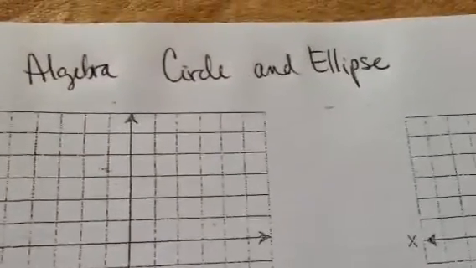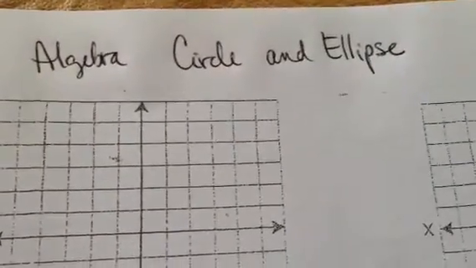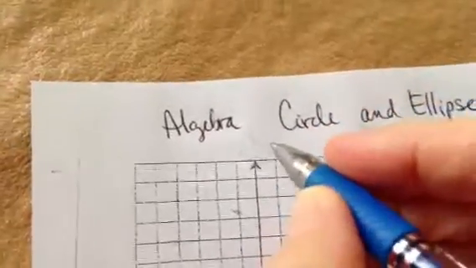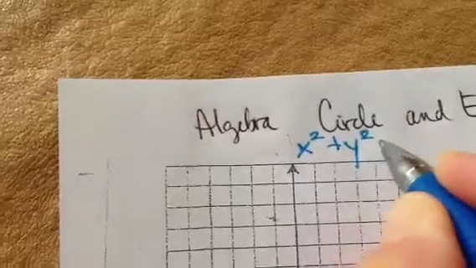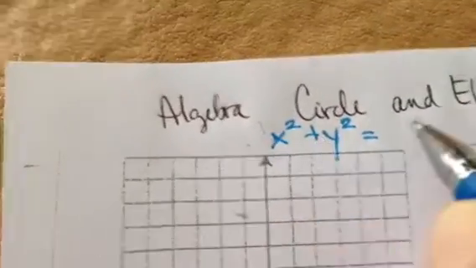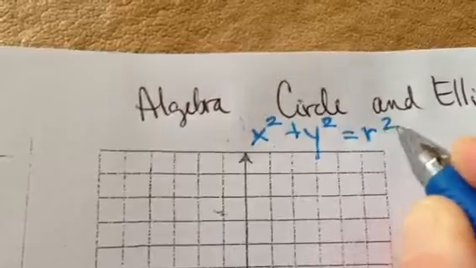Alright, this is a quick little lesson on the circle and ellipse, which hopefully will help you do those worksheets that I sent home. This should be really quick and simple, but the first thing I want you to know is the standard equation for a circle looks like this. Both the x and the y are squared, and you're adding, and it always equals the radius squared.